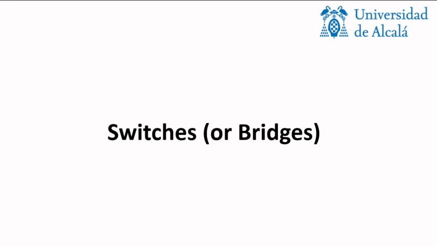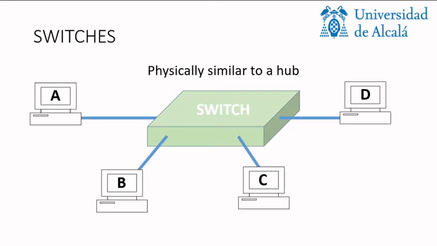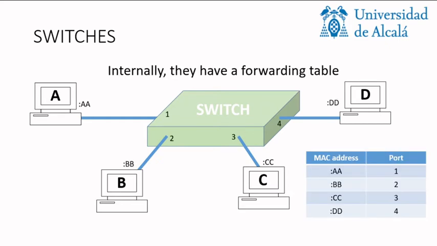Sometimes you will also see the name bridges. So what's the difference? Physically, on the outside a switch is very similar to a hub, and it behaves very similarly at the very beginning. But the difference is that internally they have a forwarding table. You can see in this case an example of the forwarding table. This forwarding table helps the switch learn from the different MAC addresses arriving at the switch, reducing the forwarding and avoiding collisions.